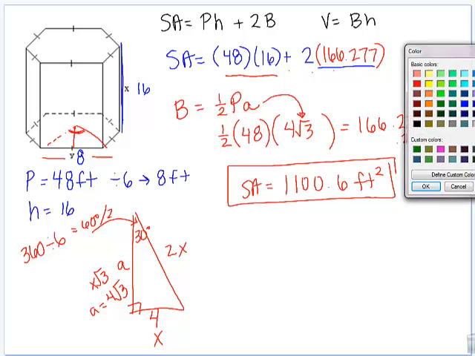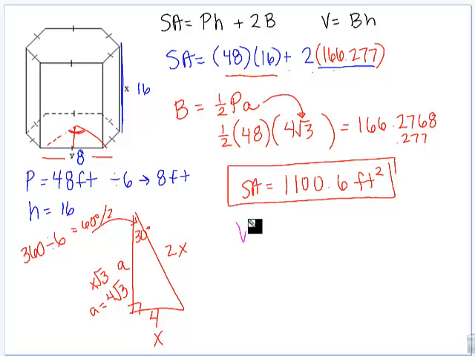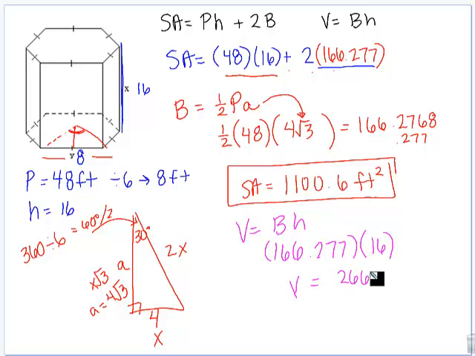Okay, and then lastly now, we want to find the volume. Volume is the area of the base times the height. Well, we already found the area of the base. The area of the base is 166.277. And the height we already decided was 16 because that was something we were given. So when we take 166.277 and times it by 16, we end up getting a volume of 2,660.4 feet cubed.